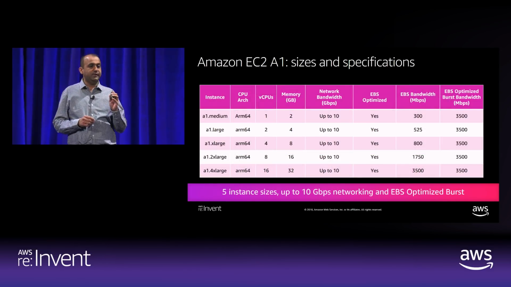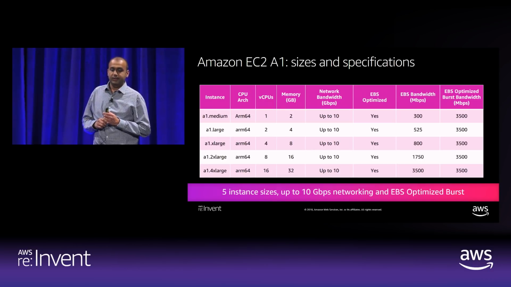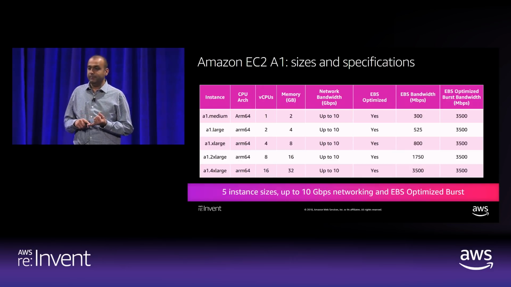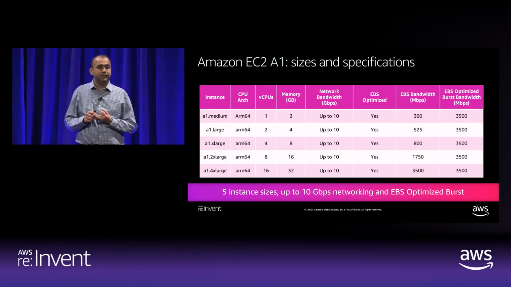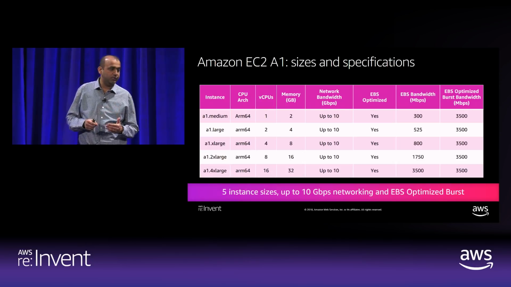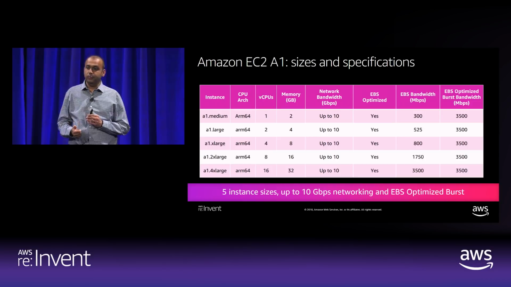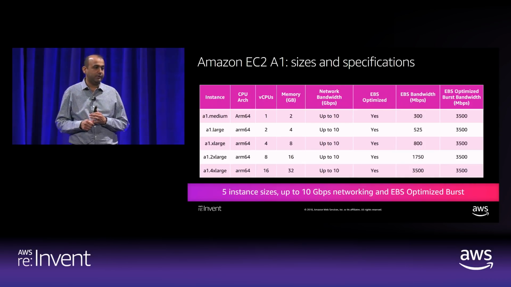I'm going to walk through some of the specifications and the sizes of the various A1 instances that we offer. These instances are available in 5 sizes, starting from the medium instance, which is 1 vCPU and 2 gigs of memory. We have the large, the extra large, 2XL, going up all the way to the 4 extra large instance size with 16 vCPUs and 32 GB of memory.